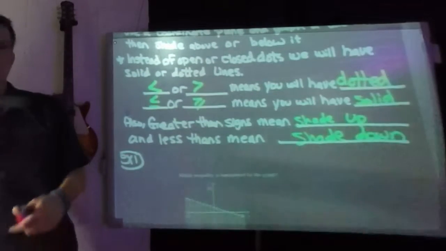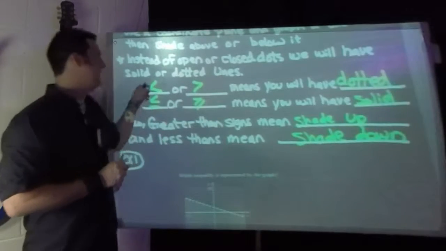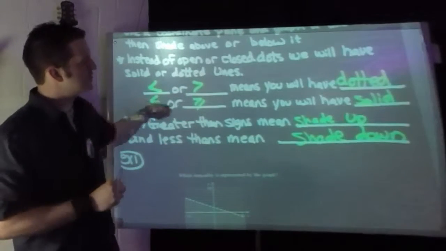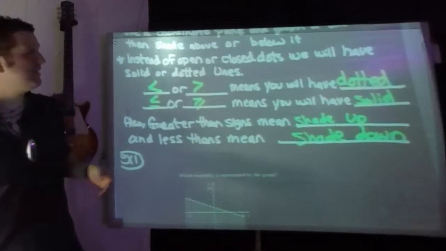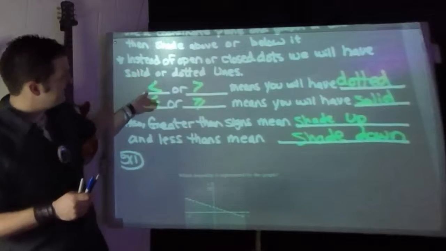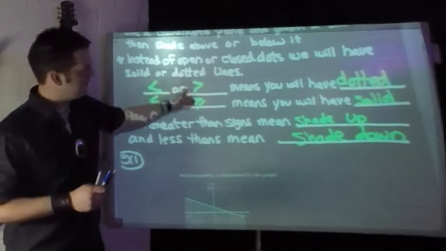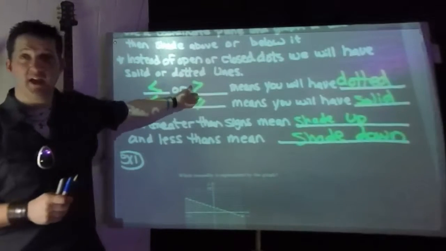So nothing new here. We've kind of done that to death this week. Here are our dotted lines. Here are our solid lines. If we're greater than, shade up. If we're less than, shade down. It helps to know which is which. These are less thans. Those are shade downs. These are greater thans. This is when we shade up.